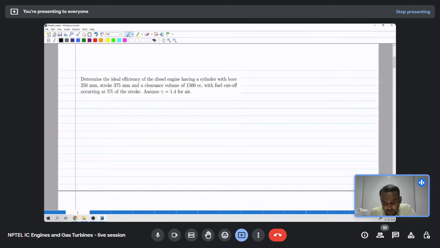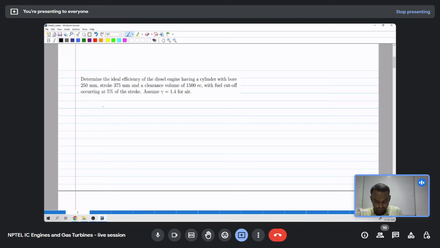Determine the ideal efficiency of the diesel cycle having a cylinder with bore 250 mm, stroke 375 mm, and a clearance volume of 1500 cc, with the fuel cutoff occurring at 5% of the stroke. Assume gamma is 1.4 for air. So now the bore and stroke of the engine are given and the clearance volume is also given.